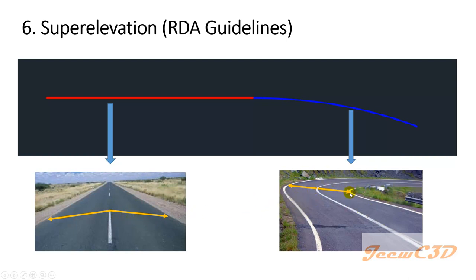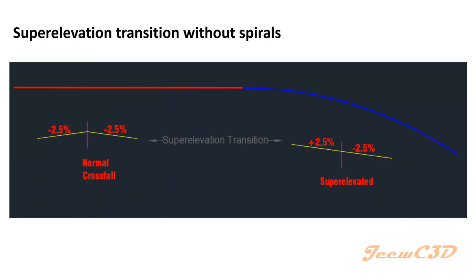If you compare these two images, you can see your right side is at the bottom side and your left side is at the top side. The right side of both images has the same slope, sloping in the same direction. But when you consider the left side, in the first image, the straight section, the left side slopes downward, but it has turned upward from the center line in the curve. So you can see the road has turned from this view to this view along this road.